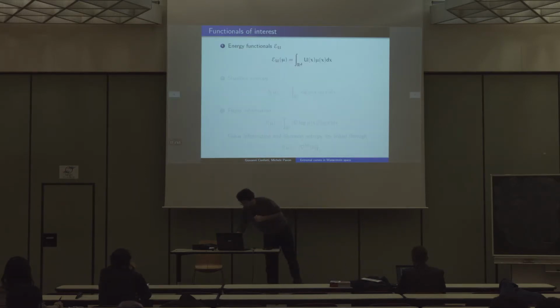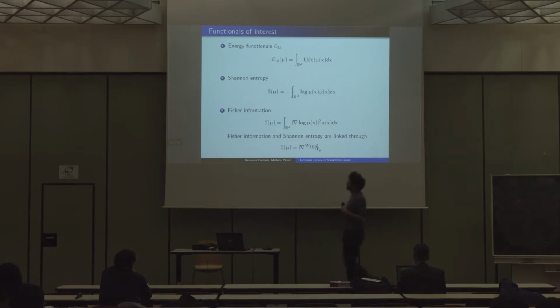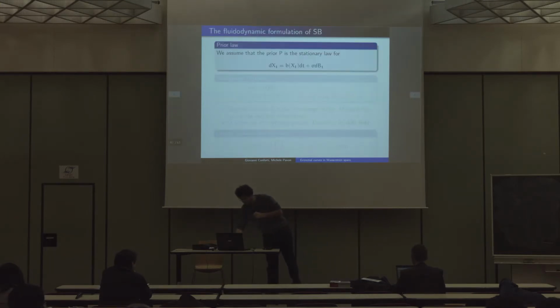OK, so just here some list of functionals that we like. This is an energy functional, so just integrate the potential, the Shannon entropy, the Fisher information, and the key relation that I will use is that in this metric, the Fisher information is the norm squared of the gradient of the Shannon entropy in the tangent space.